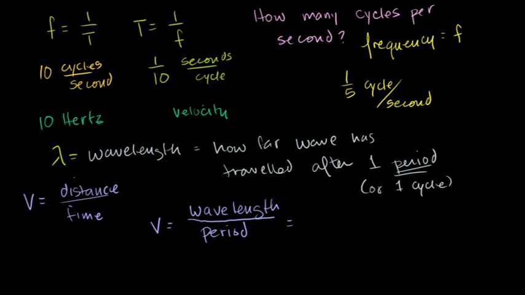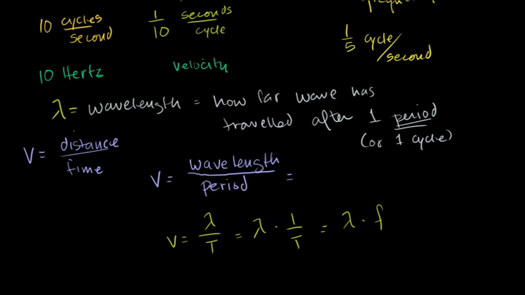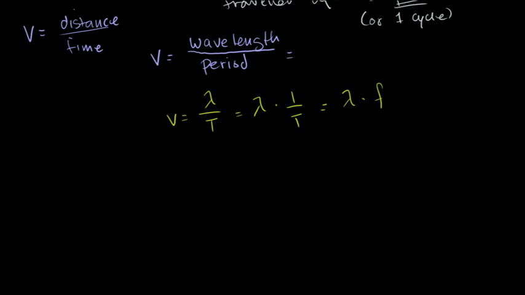So we could say velocity is equal to wavelength over period, which is the same thing as wavelength times 1 over my period. And we just said that 1 over the period is the same thing as your frequency. So velocity is equal to wavelength times your frequency. And if you know this, you can pretty much solve all of the basic problems that you might encounter in waves.